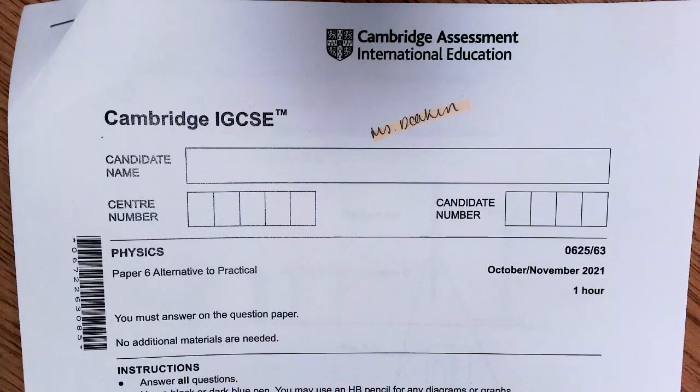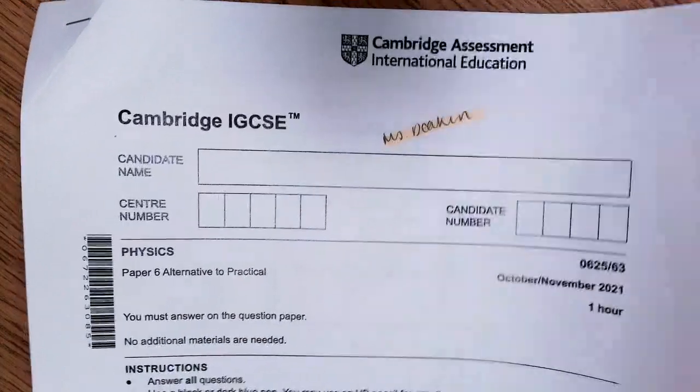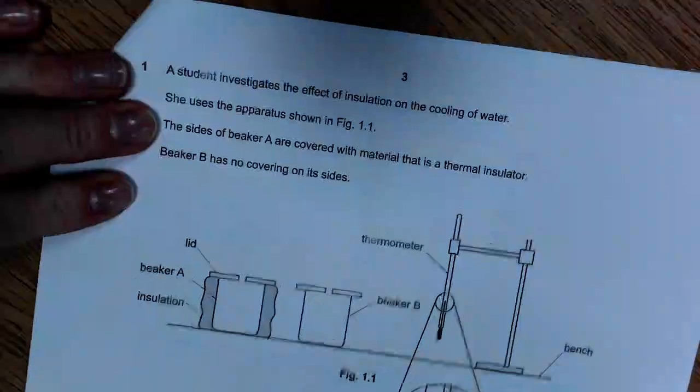Hi, Year 11, so we're going to look at your paper 6. You can see it was the 2021 paper from November, so it's a very recent paper. So question 1 is about thermal physics.